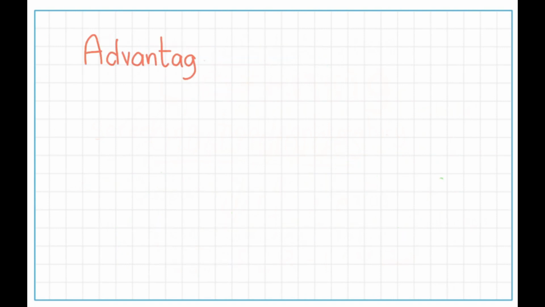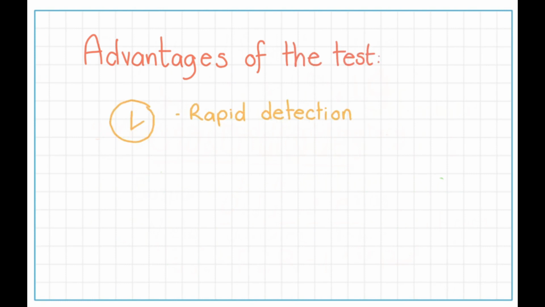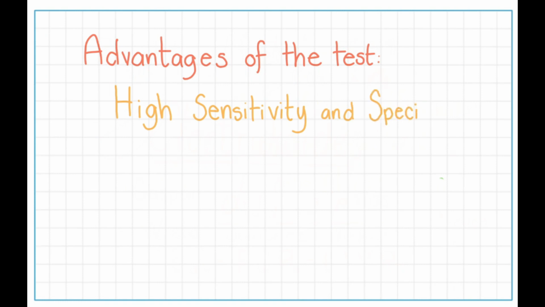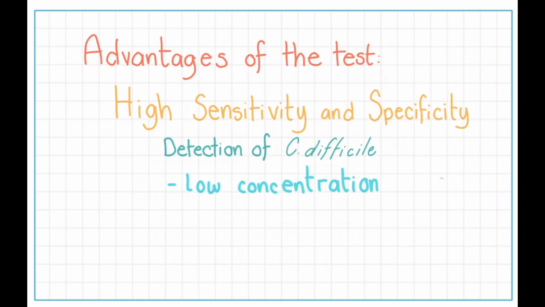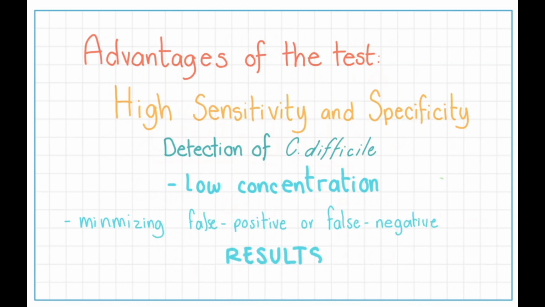Some advantages of the test are rapid detection, often giving results within 30 to 60 minutes compared to traditional culture methods, which can take days. It also has high sensitivity and specificity, allowing for accurate detection of Clostridioides difficile even at low concentrations and minimizing false positive or false negative results.